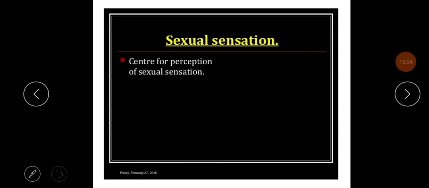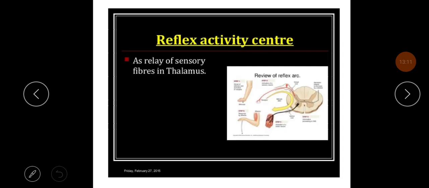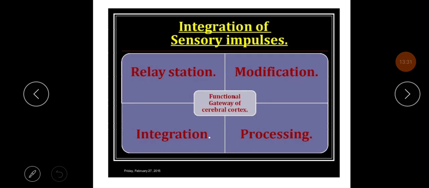It is important for perception of sexual sensation. It is important for EEG synchronization. It is important for reflex activity, especially those which involve the upper motor neuron. Because most of these sensory signals get relayed in the thalamus, reflex activity gets affected. So it's important for integration of the sensory impulses.